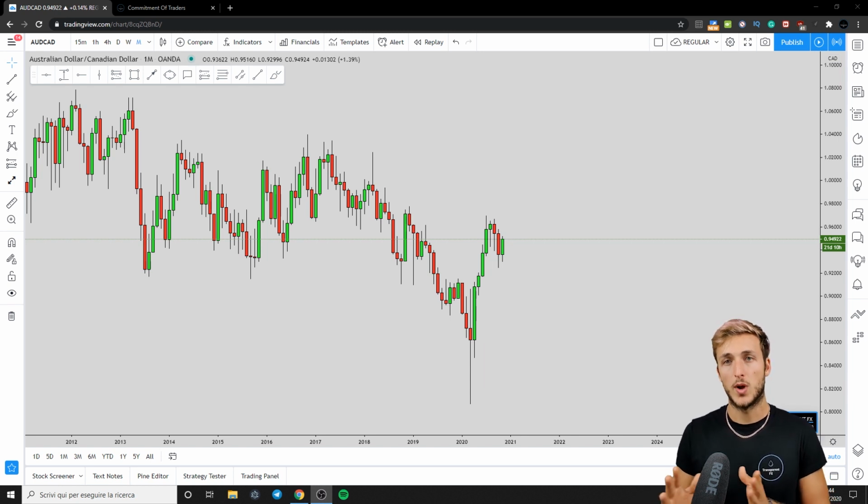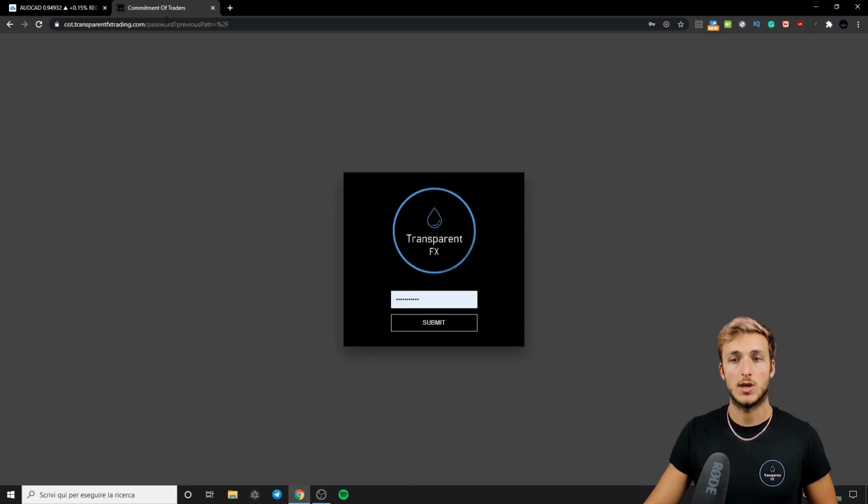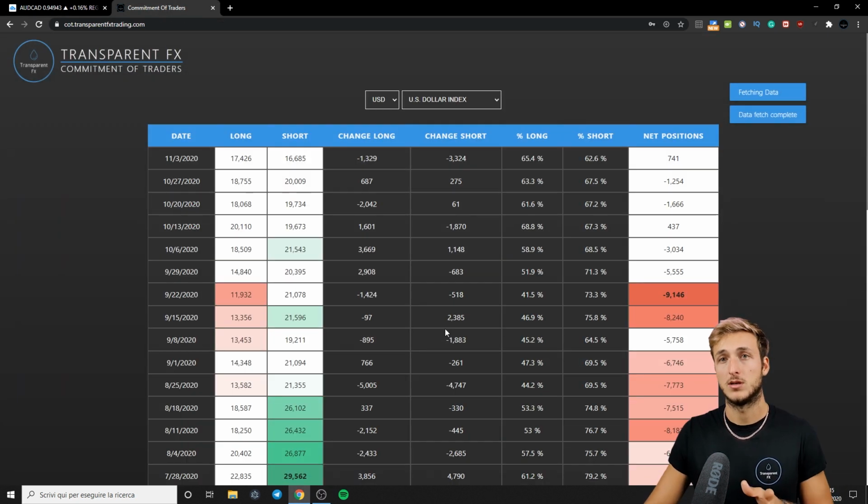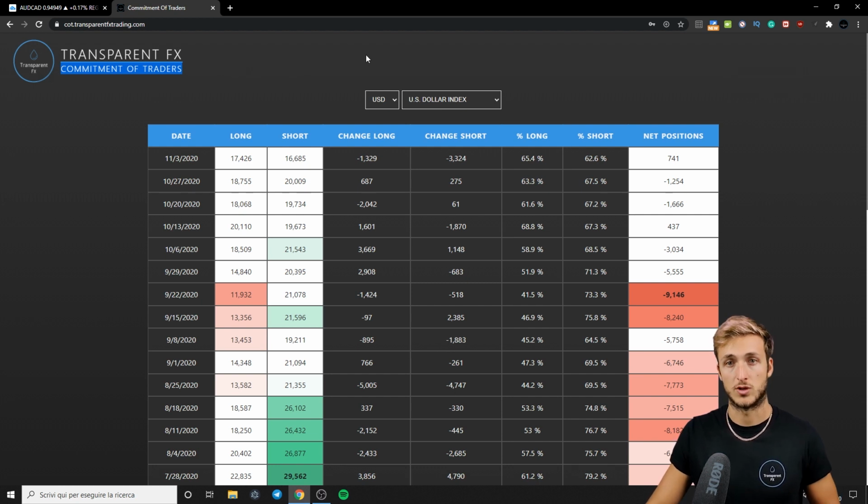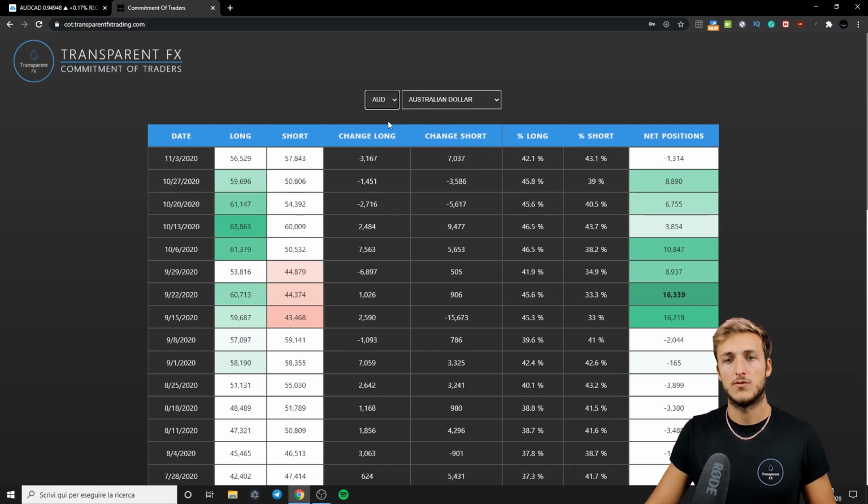Now, as usual, the way in which I will be providing the analysis is first from a technical perspective. We will then go and see what we have from a COT perspective, so commitment of traders, which is what hedge funds are currently doing in the market. So the order flow from an institutional perspective. And obviously, if you're able to understand what hedge funds are doing in the market, you have an advantage over your competition because you're able to trade alongside the smart money in the market.